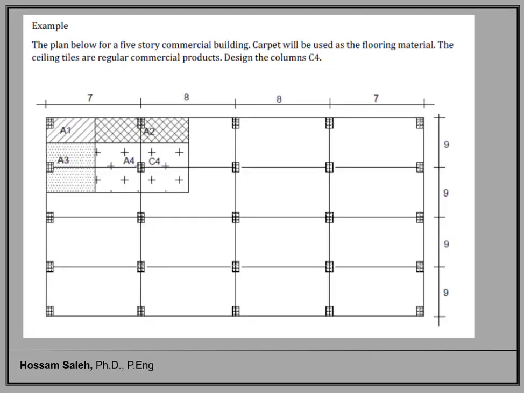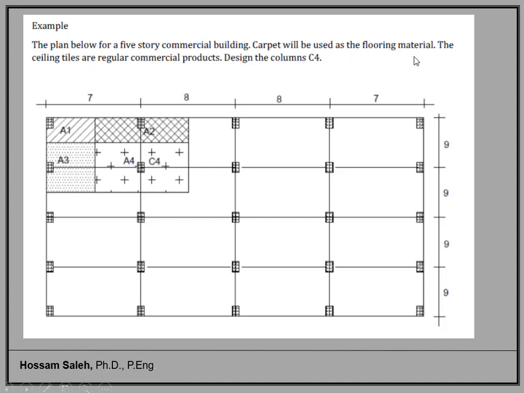Now we have an example of how to calculate the loads and design a column based on the load. So here, in the floor plan below, it's a 5-story building. So that's number one, 5-story, we know that. It's a commercial building, then we know we can evaluate the live load.